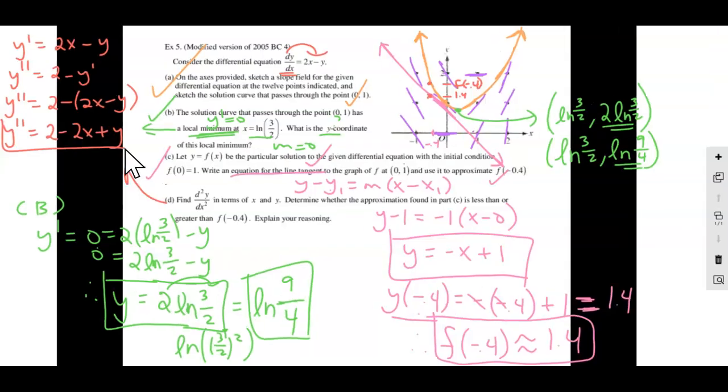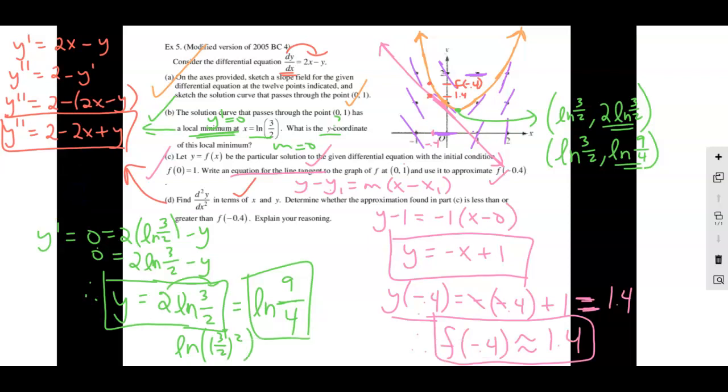Oh no, what am I doing? No, stop it, go back. So here's the equation for the second derivative. And then it says, all right, let's determine if my estimation, the 1.4, if that's too little or if that's too big. Is my estimation less than the real function value or greater than the real function value?